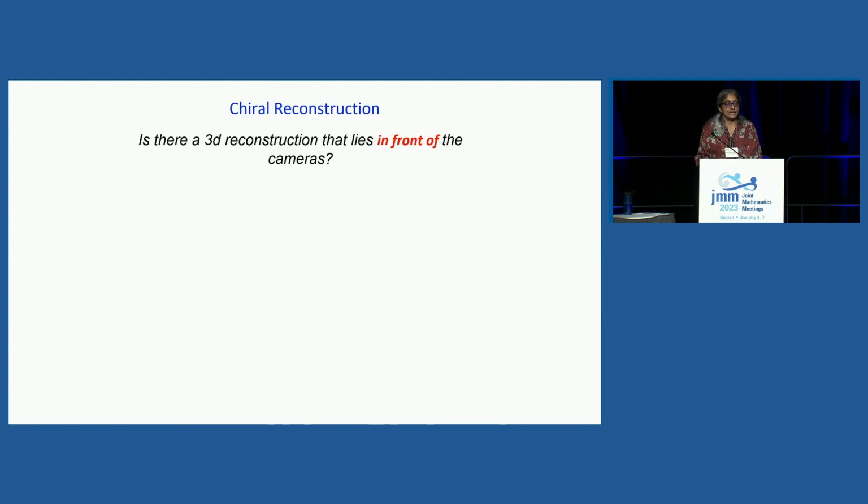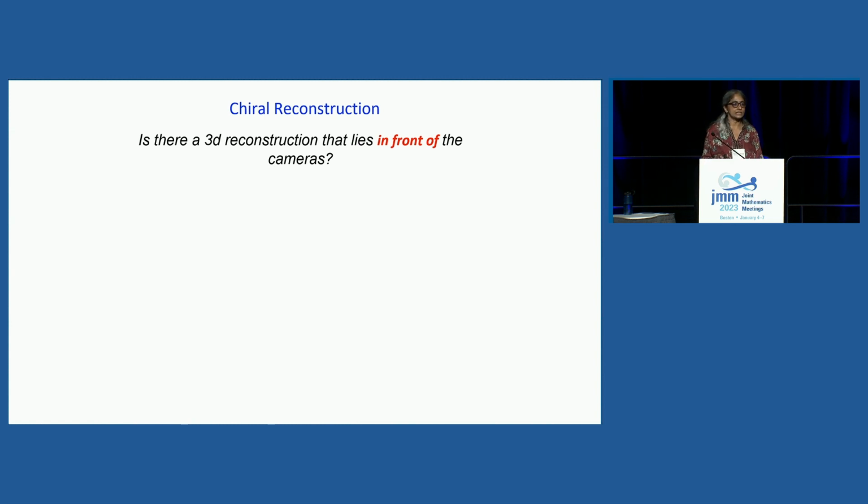All right. So now let me move on slightly to a more ambitious type of reconstruction, which I will call a chiral reconstruction. OK? And the question here is, can you make a 3D reconstruction of the same input that we had so that the reconstructed points lie actually in front of the cameras? And you might think, well, isn't that obvious? Don't they always have to be in front of the cameras? Yes. But projective reconstructions actually do not guarantee that.